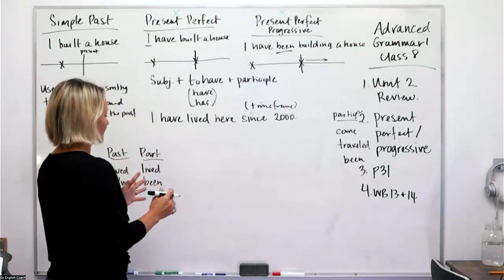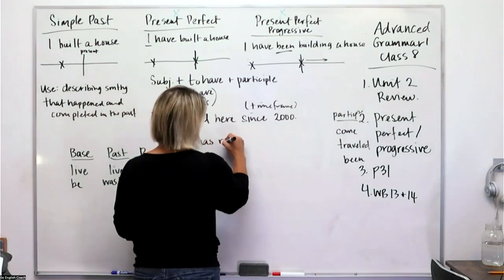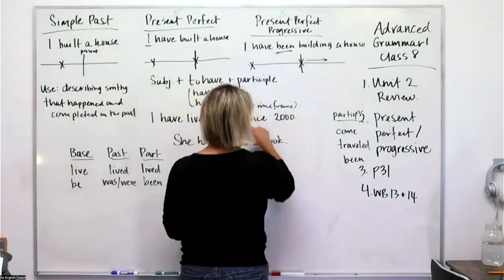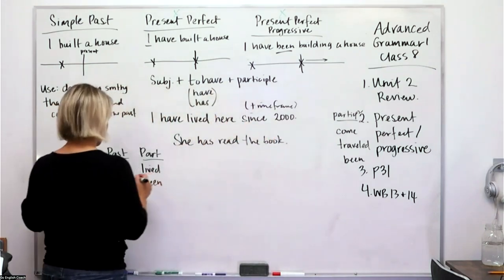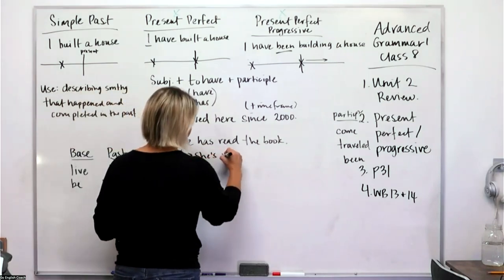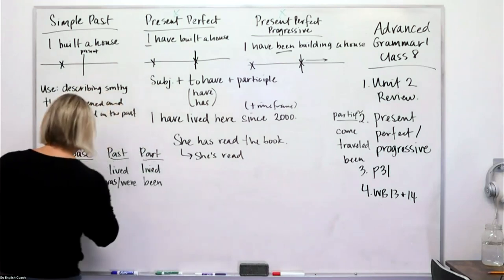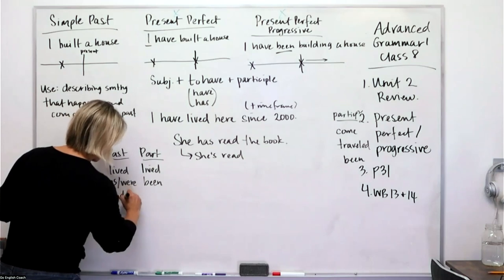Let's see, a couple more examples. Let's see, she has read the book. Okay, here you don't need to have something like a timepiece. So she has it. Also, you could say she's read. So the verb here, this one is tricky, you guys. Read. The past tense is the same.